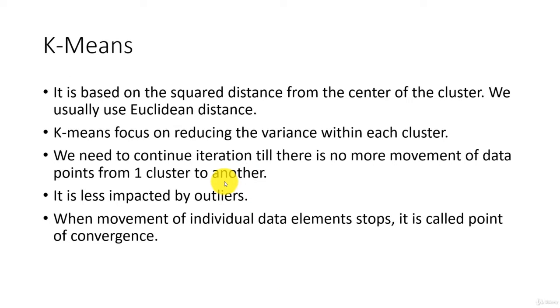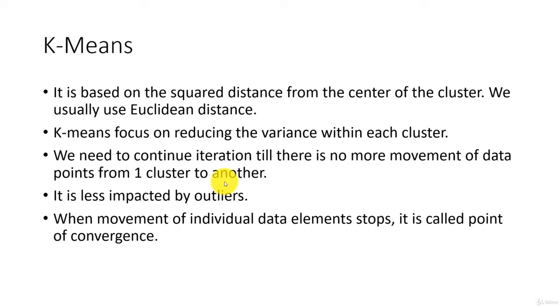And whenever we reach a point where our model finds that the movement of data points within clusters has stopped, because all these clusters have achieved a minimum level of variance, and all the elements in those clusters are relevant and closely related to each other, it will stop the iteration. This is called the point of convergence.